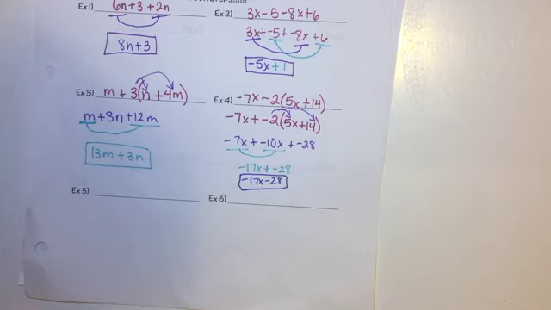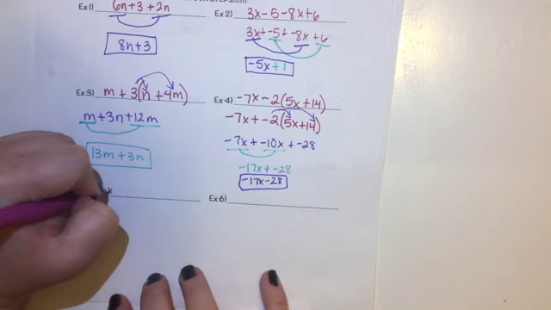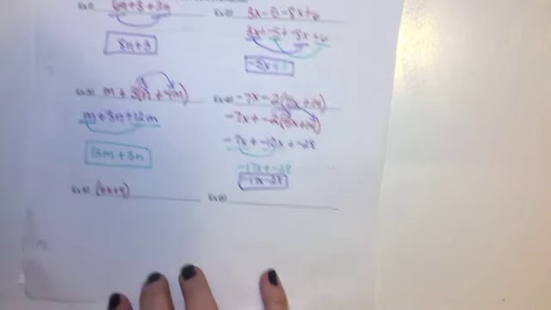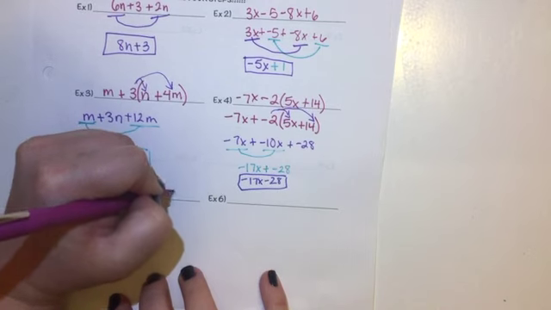All right, let's go ahead and move on to example 5. Example 5 has to do with adding two separate expressions. So we're going to start with the expression 6x plus 4 inside of parentheses. And then we're going to add that to the expression negative 5x minus 7.